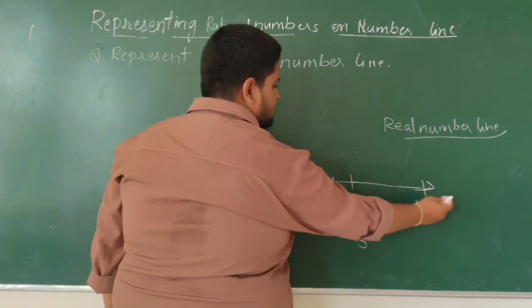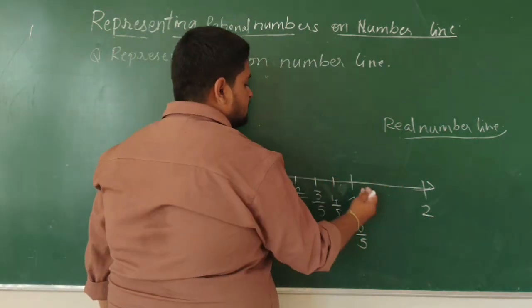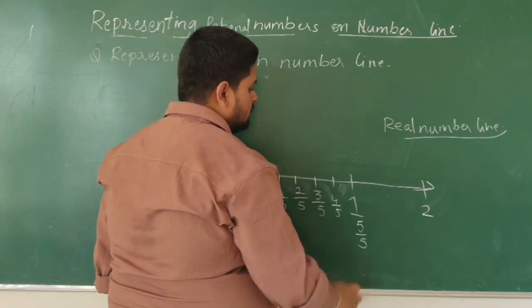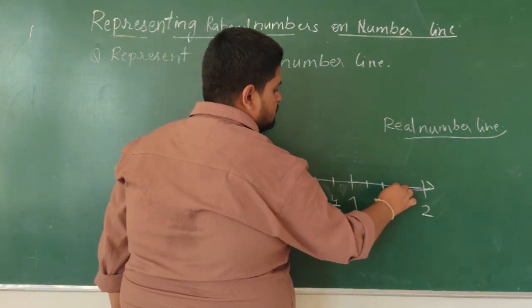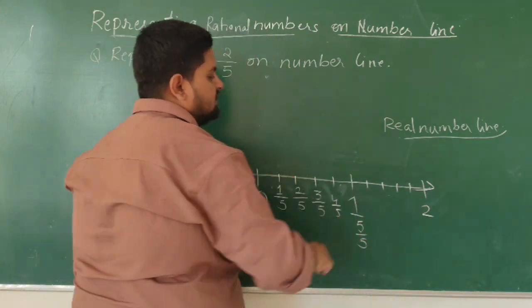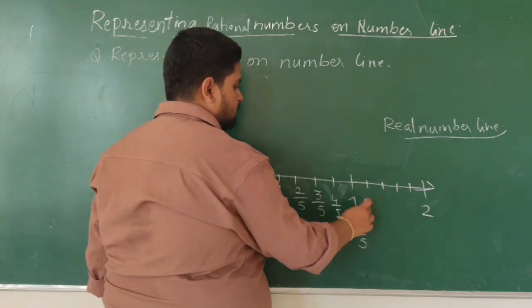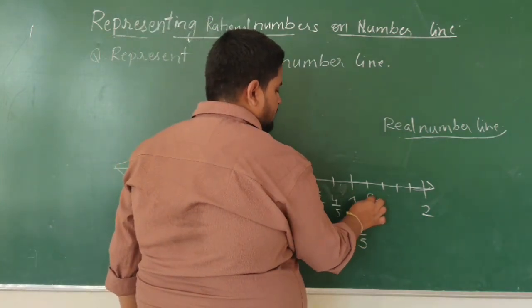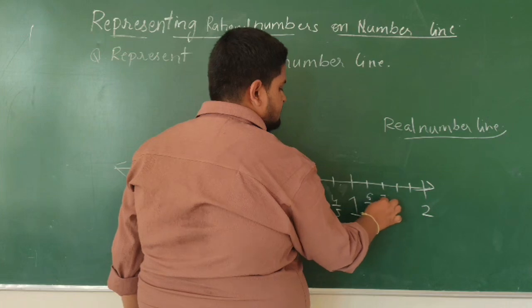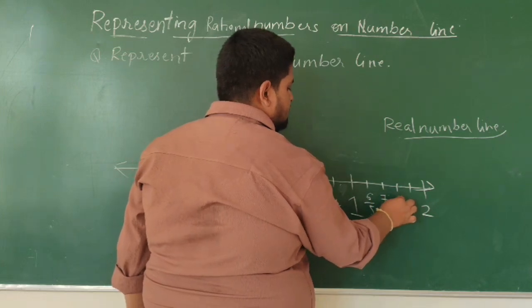So now I'll divide the space between this 1 and 2 also into 4 equal parts. 1, 2, 3, 4. Sorry, 5 equal parts by putting 4 lines in between. So this is 5 by 5. The next part will be 6 by 5. This is 7 by 5. This is 8 by 5.